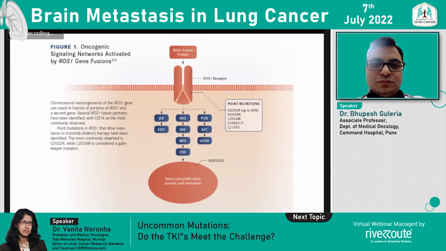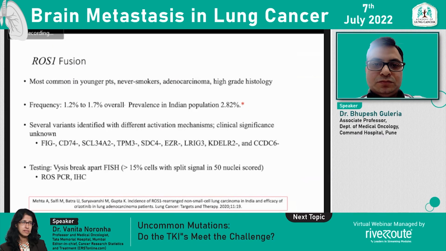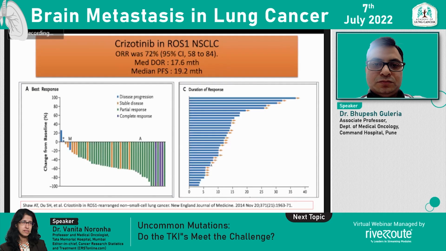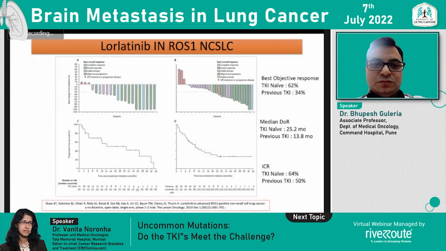So the last is the ROS1 fusion, which again is one of the common mutations in younger patients, never smokers, adenocarcinoma. The frequency is 1.2 to 1.7%. However, the prevalence in the Indian population is almost 2.8%. Crizotinib has been evaluated upfront in this population. We found that the overall response rate was 72%, with the duration of response reaching almost 1.5 years.